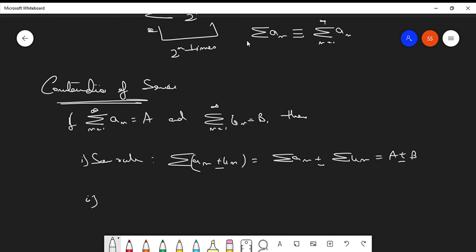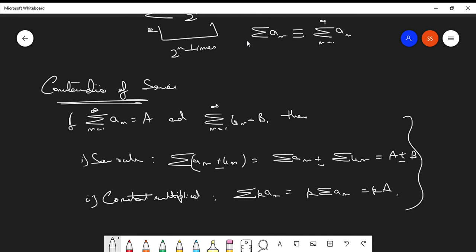And second is the constant multiple rule. That is, summation of k times an is equal to k times summation an, which is equal to k times a. Is that clear? So these are direct results from the properties of limits, because these summations are basically limits of the sequences of the partial sums.